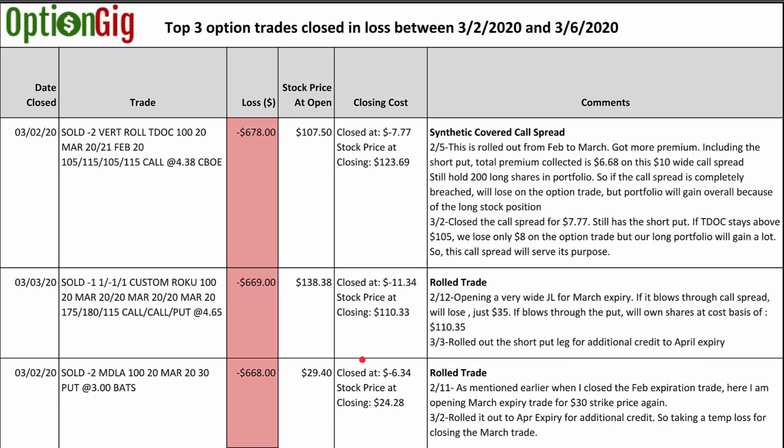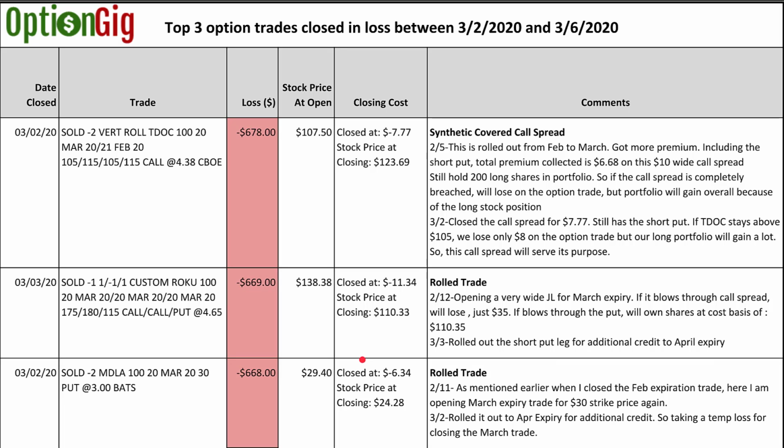Alright, the first one is again Teladoc. It appears on the leaderboard on both sides, the profitable side as well as the losing side. On the profitable side, we benefited by rolling up the short put. On Teladoc, I also had a short call spread, a $105 and $115 call spread. It was kind of a synthetic covered call because I hold long shares of Teladoc in my long portfolio, and when I opened the trade, Teladoc was trading at $107.